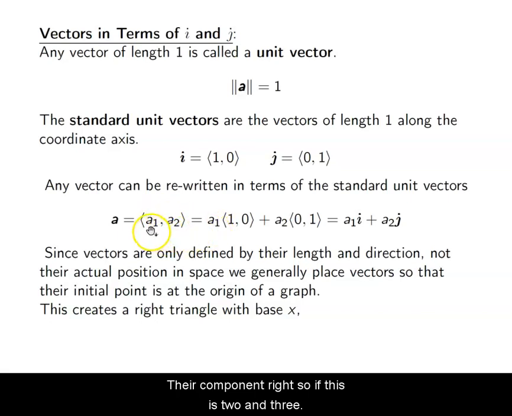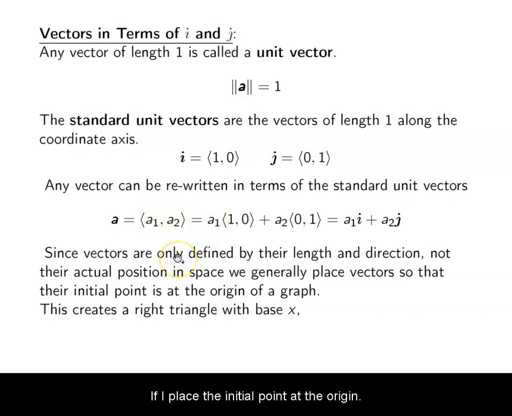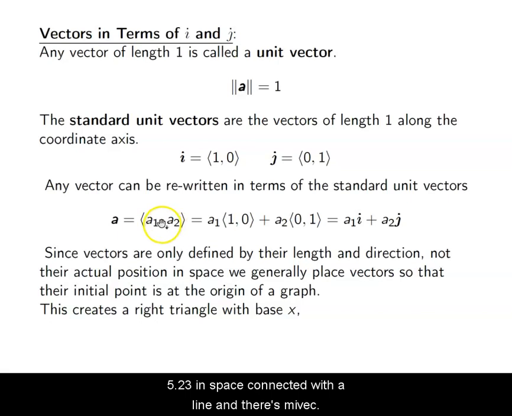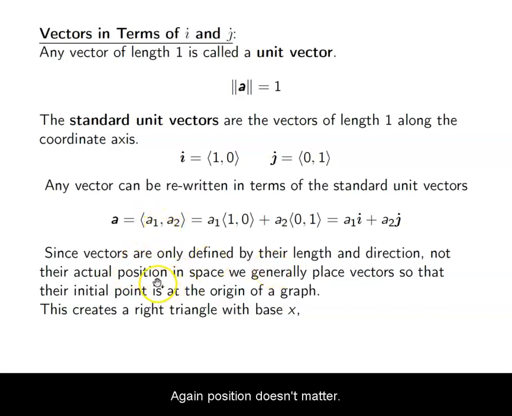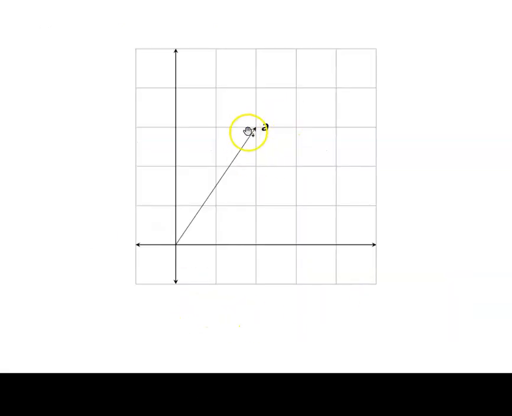So if this is 2 and 3, if I place the initial point at the origin, I could just plot the point (2, 3) in space, connect it with a line, and there's my vector. Okay, so again, position doesn't matter, orientation doesn't matter, just direction and length. Okay, and that allows me to utilize a lot of our trigonometry really easily.